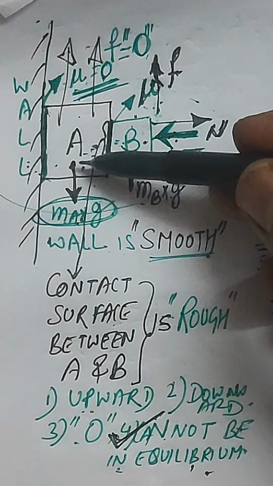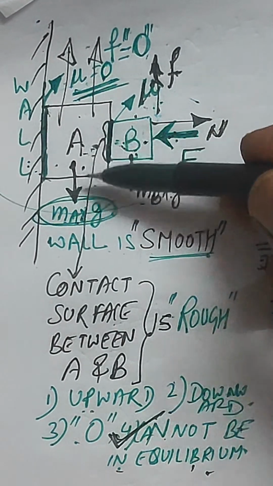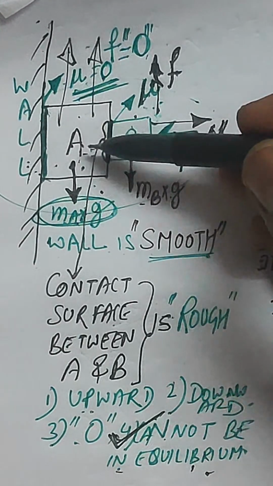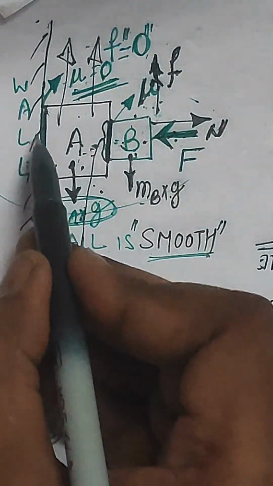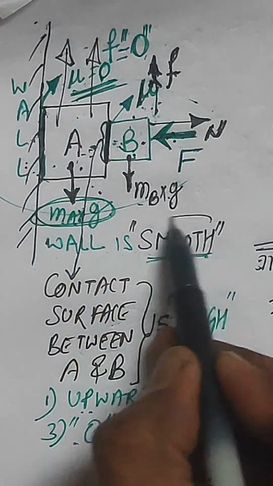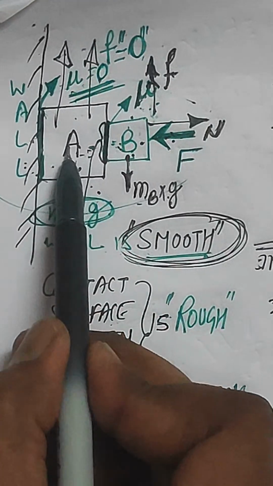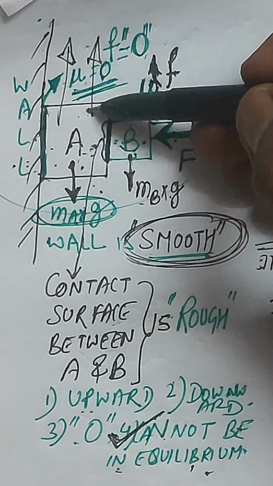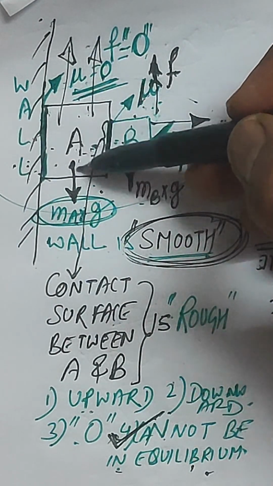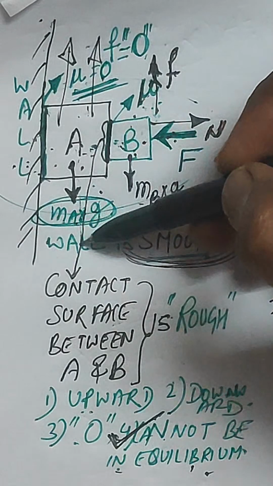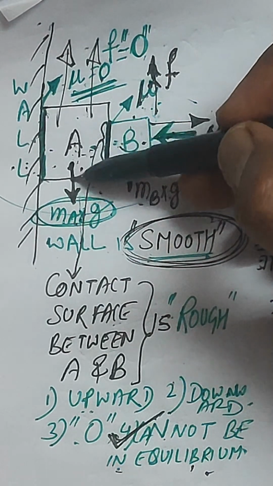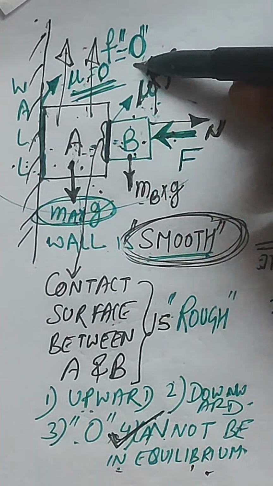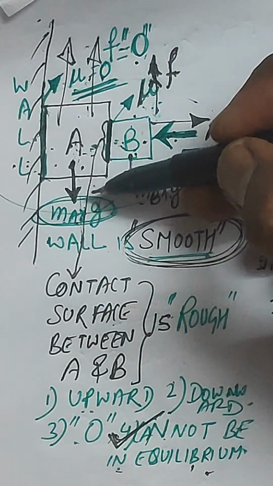And the reason is that the weight of A, that is mA into g, acting downward, will not be compensated. There will be no forces acting upward because this surface is smooth. You can see this surface is smooth, that is, where A is in contact with the wall. So the force acting downward makes A tend to move downward, and opposite to this the frictional force would act, because frictional force always acts opposite to the direction of motion.